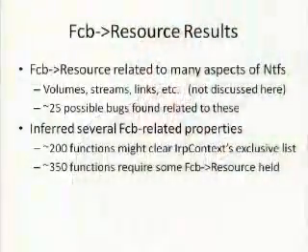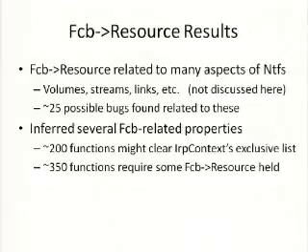And so the results for the FCB resource, and we've only really presented a very small piece of this puzzle. The FCB resource is one of the core data structures in NTFS, so it's related to all the other core data structures in NTFS, like the volumes and its children's streams, incoming links, and so forth, which we're not going to talk about because it's really complicated. But we found about 25 bugs that were broadly related to the FCB resource in general and to all the other supporting infrastructure in the code, as well as inferred these FCB-related properties. You had the 200 functions that might clear the exclusive list, and the several hundred functions which must always be called with a particular file held at entry.